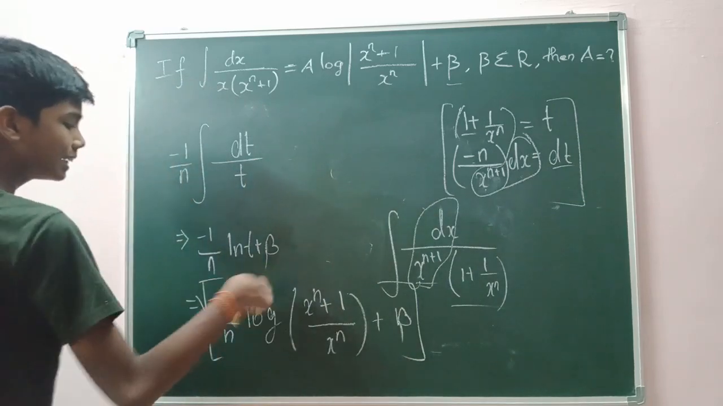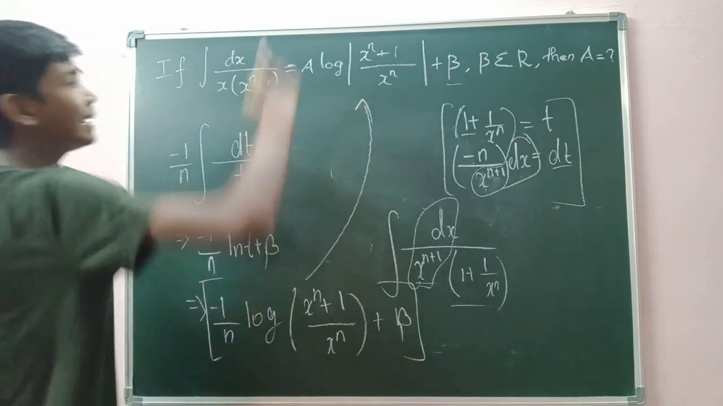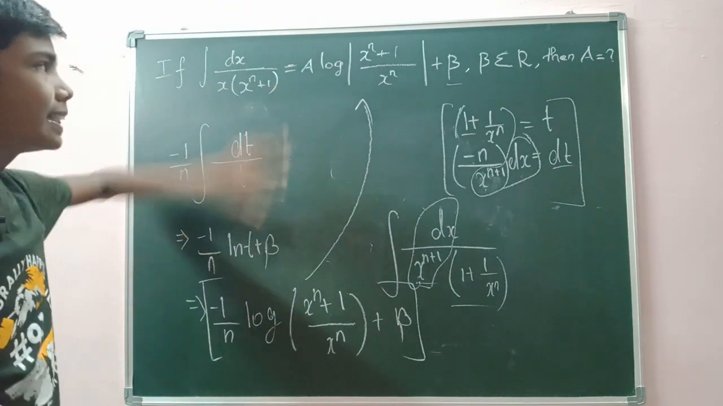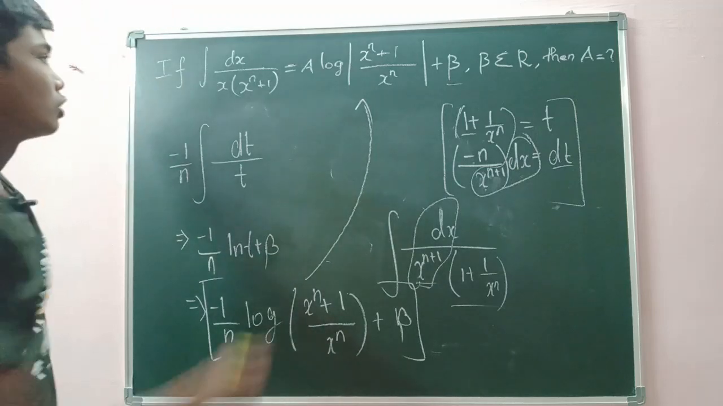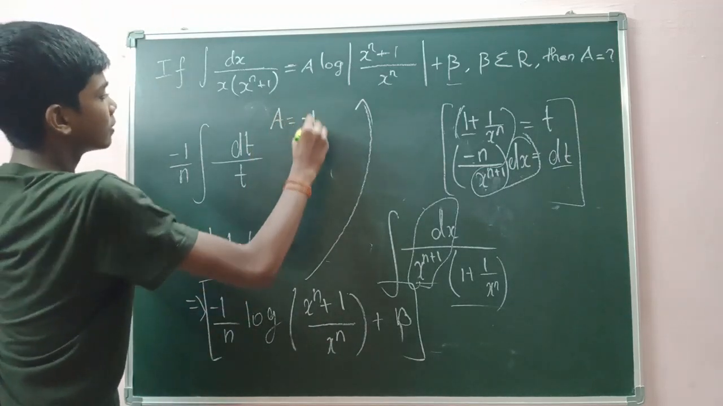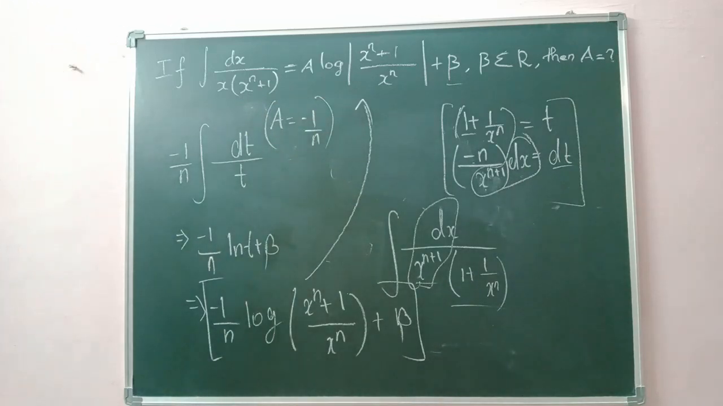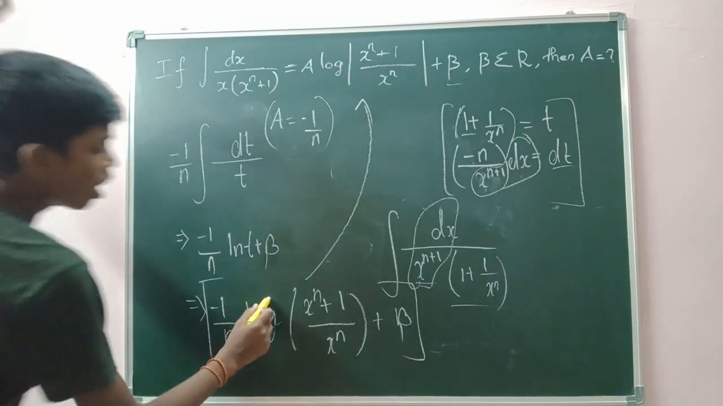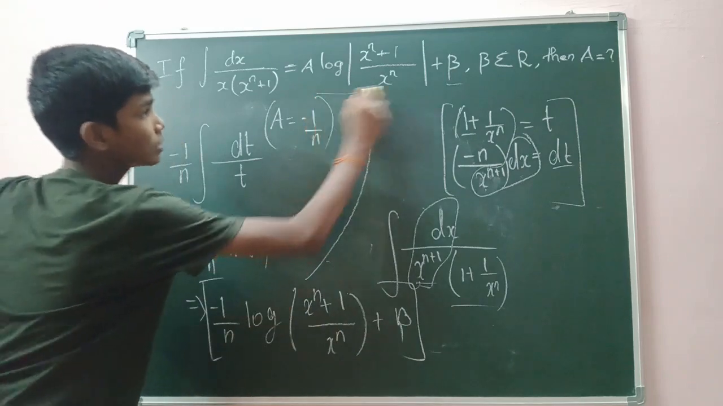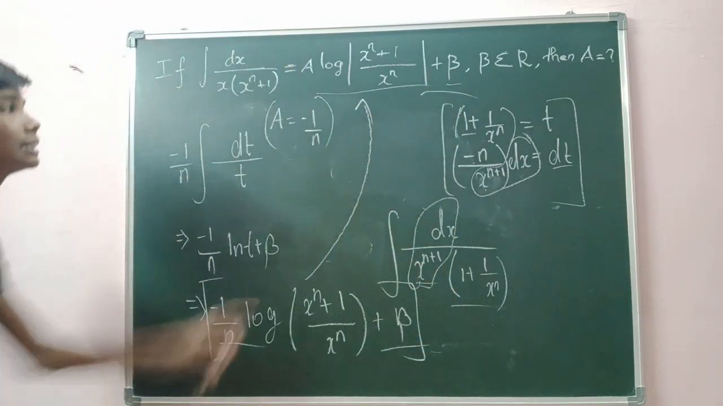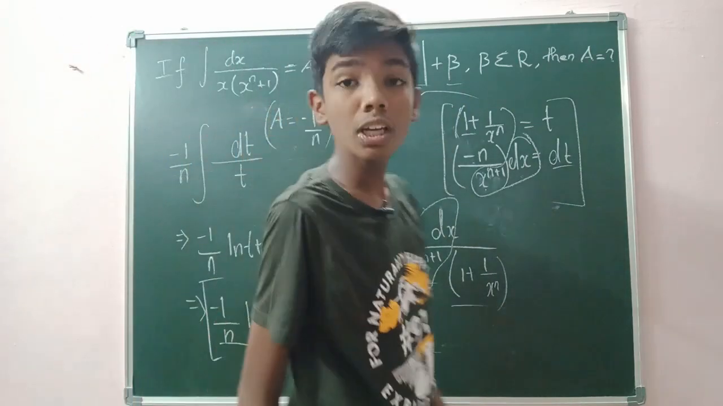So now just relate these two expressions, that is a times of log of (x^n plus 1) by x^n plus some beta. So almost these two expressions are the same now, except for that a. Therefore a will be minus 1 by n. So that's the answer for the question. How I am solving this is very simple. Log of (x^n plus 1) by x^n, that is what I am having, and a constant plus beta. Therefore, of course, your minus 1 by n is the value of a. So that's all of this question.